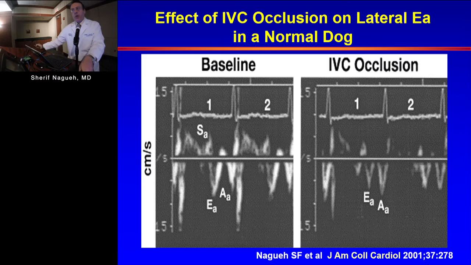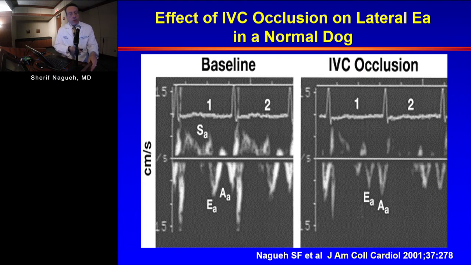Now let us look at what are the variables that affect this velocity. This is a normal dog, and we're recording signals here from the lateral early diastolic velocity, A for annulus, because EA can also stand for vascular elastance. To avoid confusion, the ASE has gone with the terminology lowercase e prime velocity. But there is the baseline.